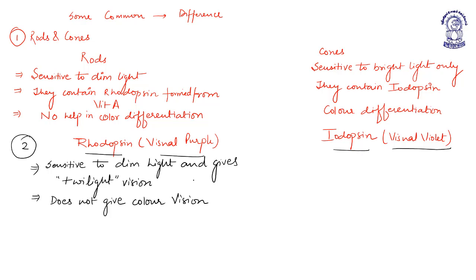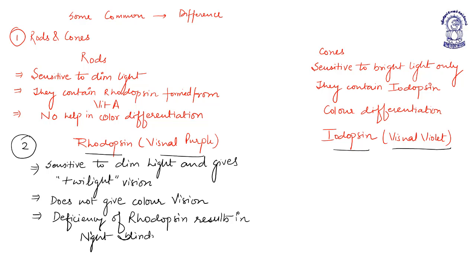If rhodopsin is insufficient, it results in night blindness. This deficiency results in night blindness, which is due to vitamin A deficiency.